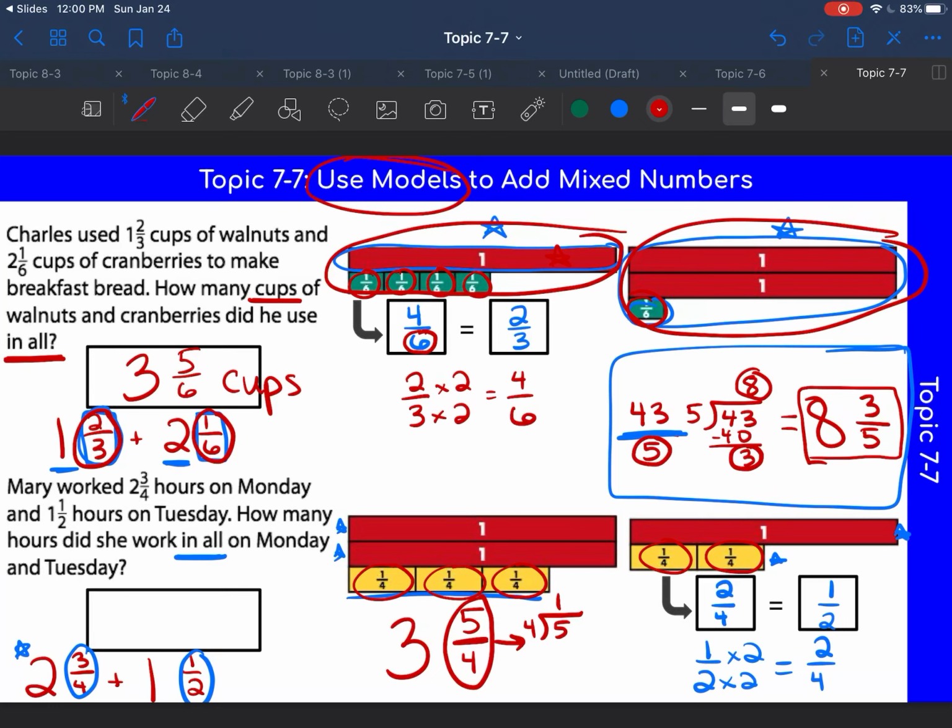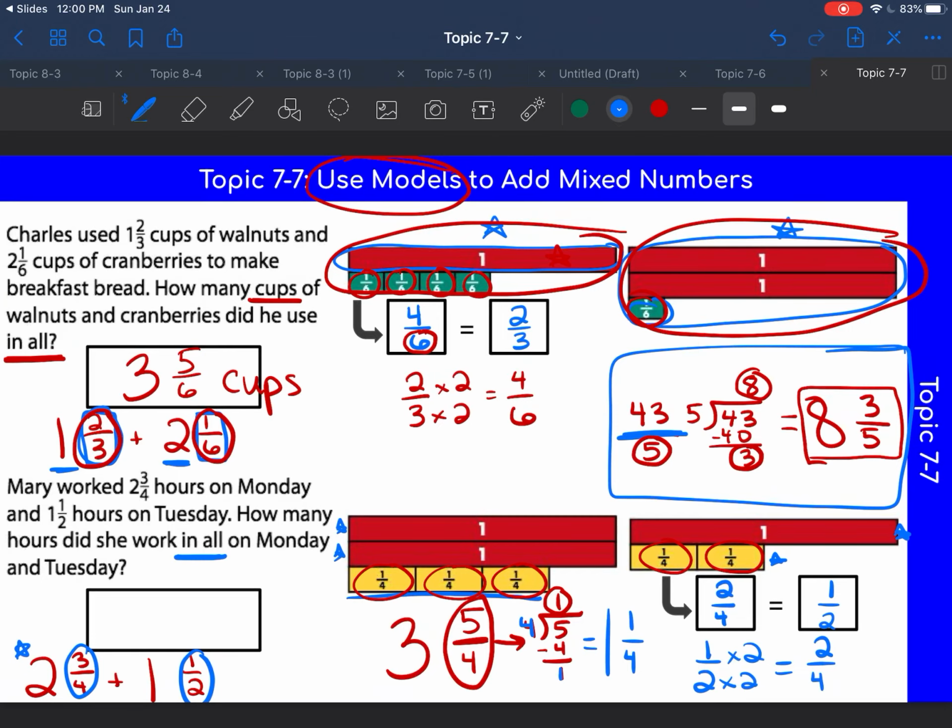4 goes into 5 one whole time, okay? So we get 4, we subtract, we get 1, okay? So it goes in one whole time with 1/4 left over. So 5/4 is the same thing as 1 and 1/4.